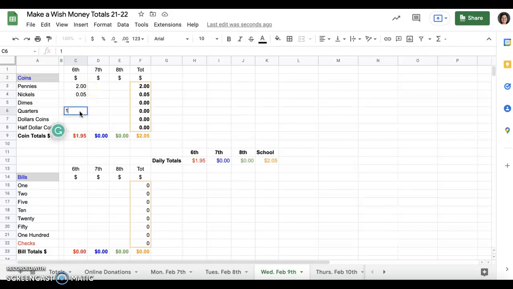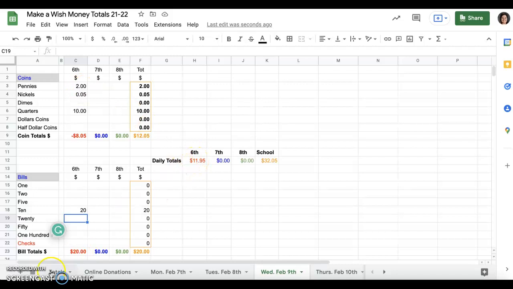Let's say there were $10 in quarters. It's going to continue going down, and then if somebody brings in $20 in $10 bills, it balances it out. So negative for silver, positive for dollars and checks and pennies. That's what this total is in red.